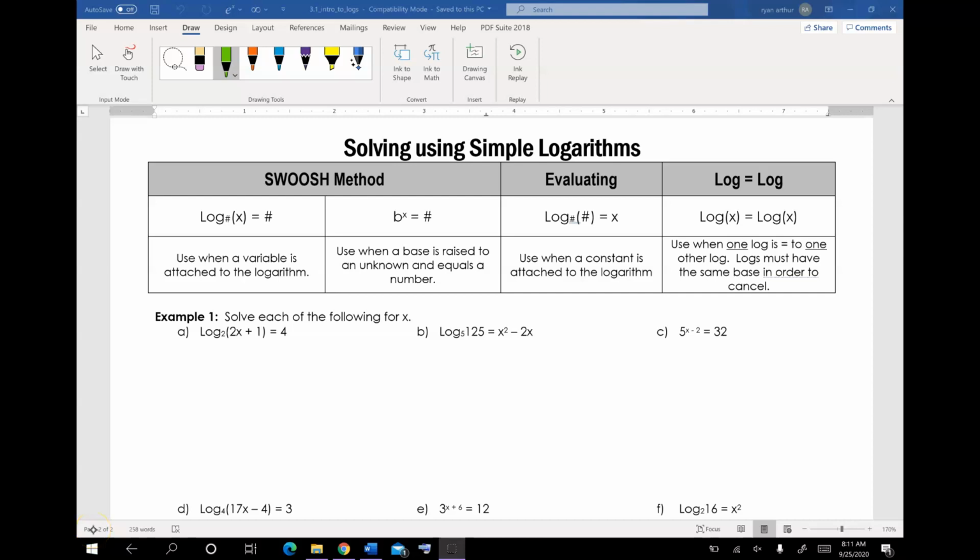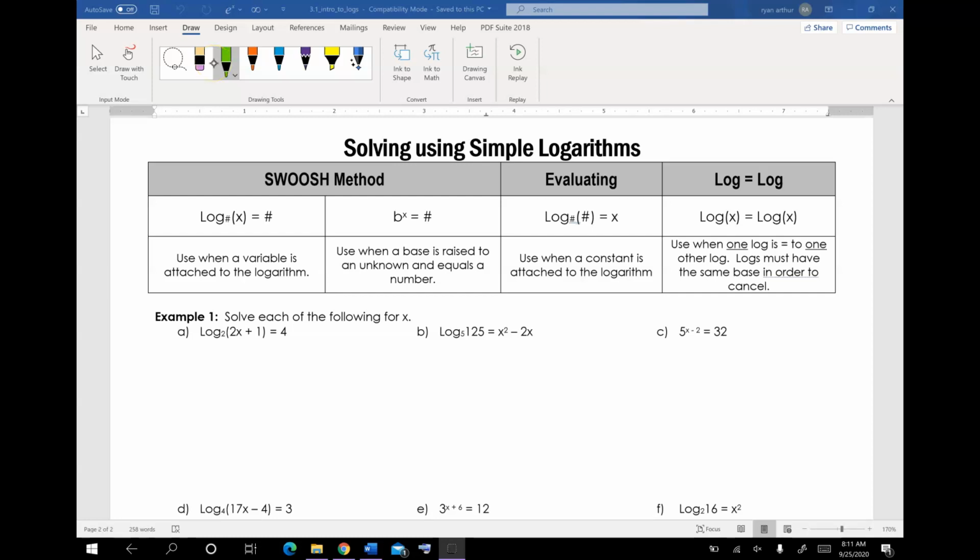All right, guys, so this is the first part of a series of solving logarithms and exponential videos. So we're going to break it down by the different methods and how you're going to solve these equations. The first method we're going to talk about is when you have to evaluate or you have to convert.